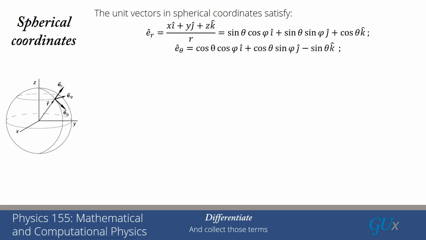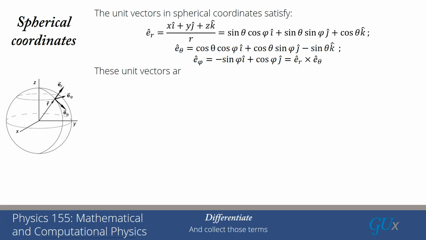And now to calculate e_phi, I take the cross product of these two. Or I can play the same trick by looking just at the xy plane and finding the vector perpendicular to cos phi i hat plus sine phi j hat, which I can just tell you is going to be sine phi i hat minus cos phi j hat, and then I can multiply that by plus or minus 1. And indeed the answer is you multiply by minus 1, and you get that e_phi is minus sine phi i hat plus cos phi j hat. Okay, we've got our unit vectors.